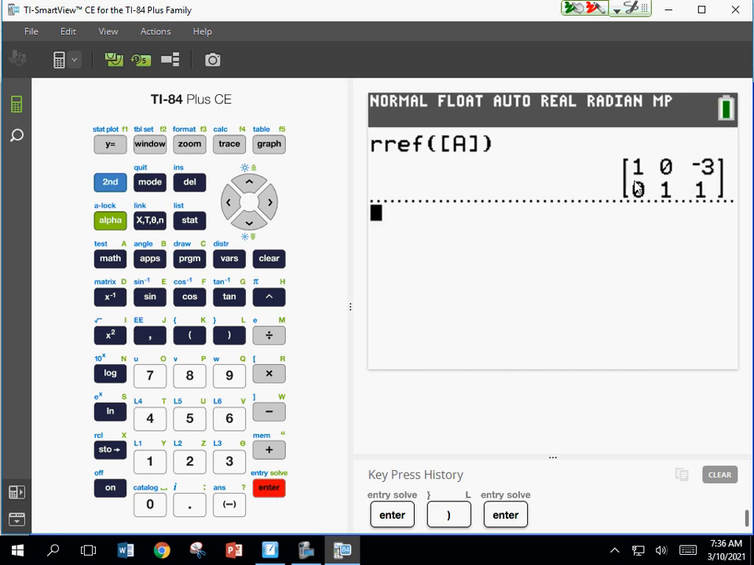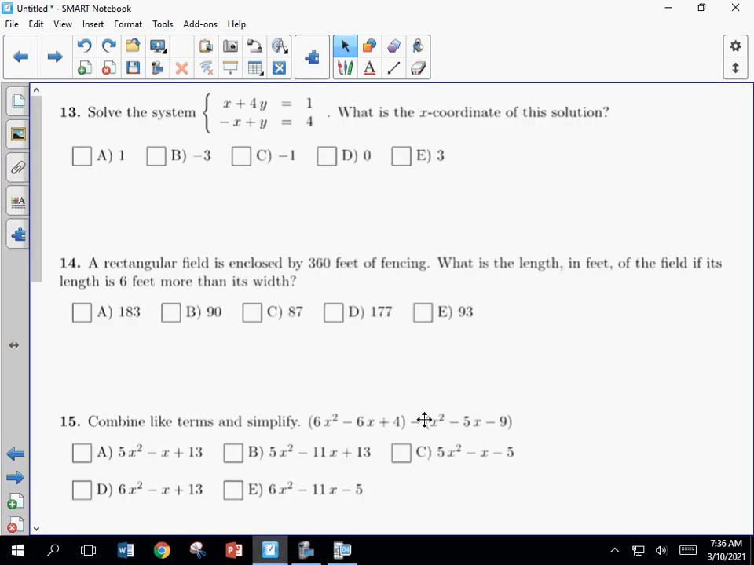Okay, it should be 1, 0, then the answer, 0, 1, then the answer. This first one is the X answer, as long as you put the X in first. The second answer is the Y answer, because in this equation the X came first and the Y came first. It says, what is the X coordinate? So let's go back and look at it again. -3. So B is your correct answer.